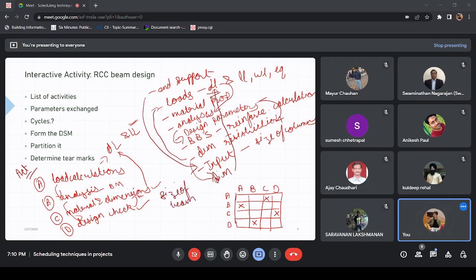So this size of beam will be used by load calculation, and after material and dimension we'll be getting this size of beam. So if size of beam is your parameter, you can see it being an input and output, right? Can you see this? For activity A, this P1 is input, and for activity C, this P1 is output.